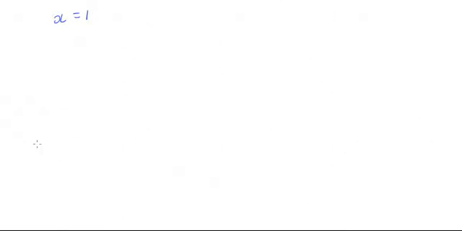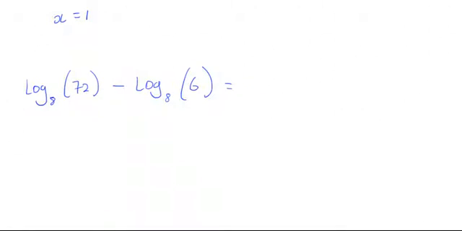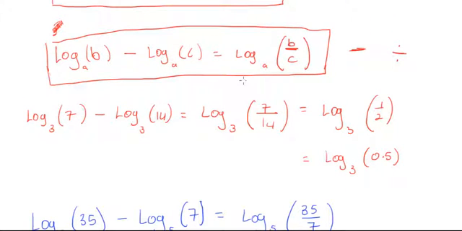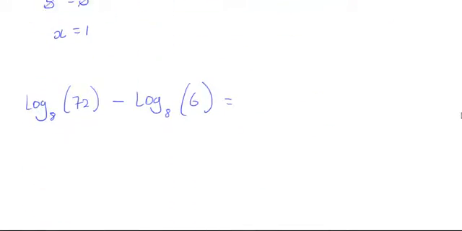Let's go back and try another example. Let's say I had log to the base, let's say 8, of 72 minus log to the base 8 of 6, for example. And let me just scroll this back up so we can have a look at what the logarithmic law states. It's basically b minus c, which is b divided by c. I'm just doing this so you can get the hang of what we're doing.